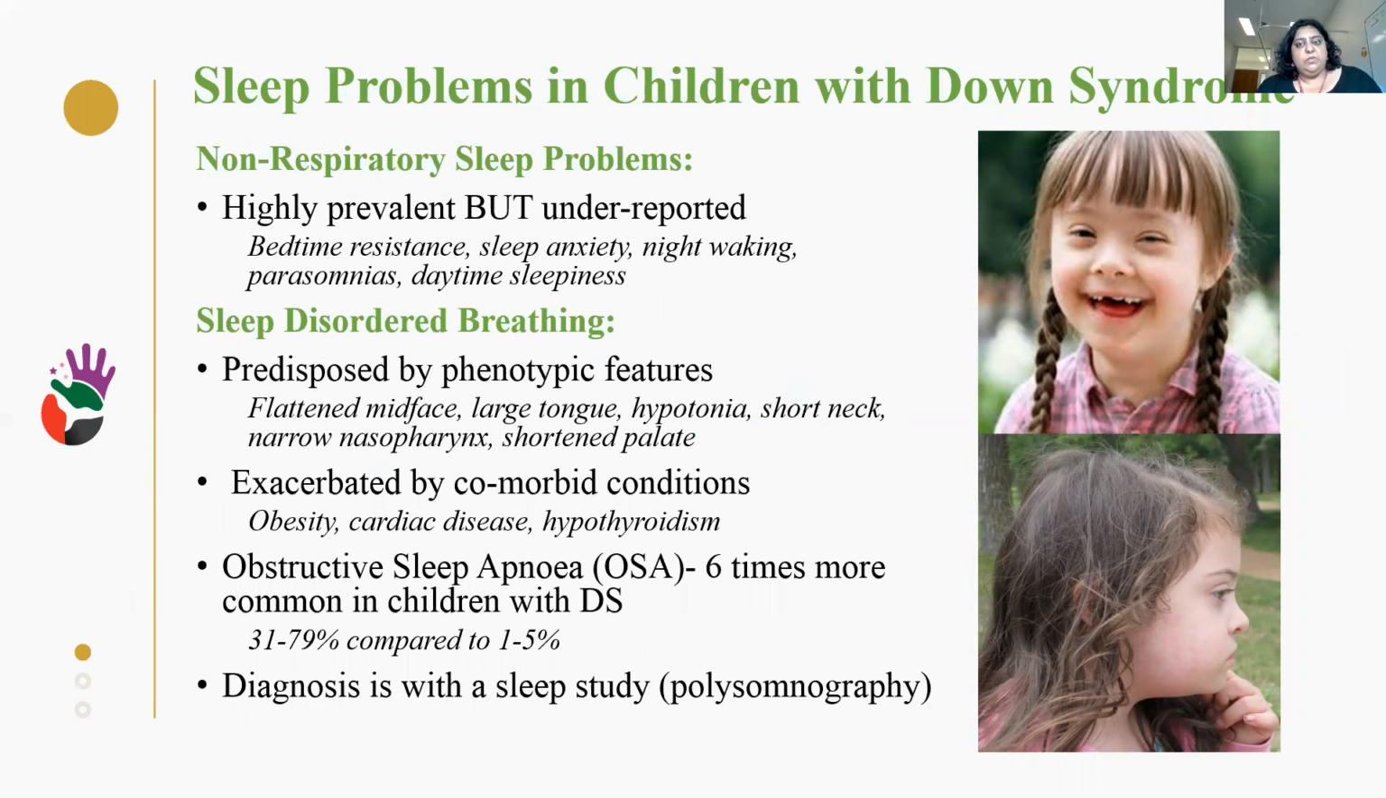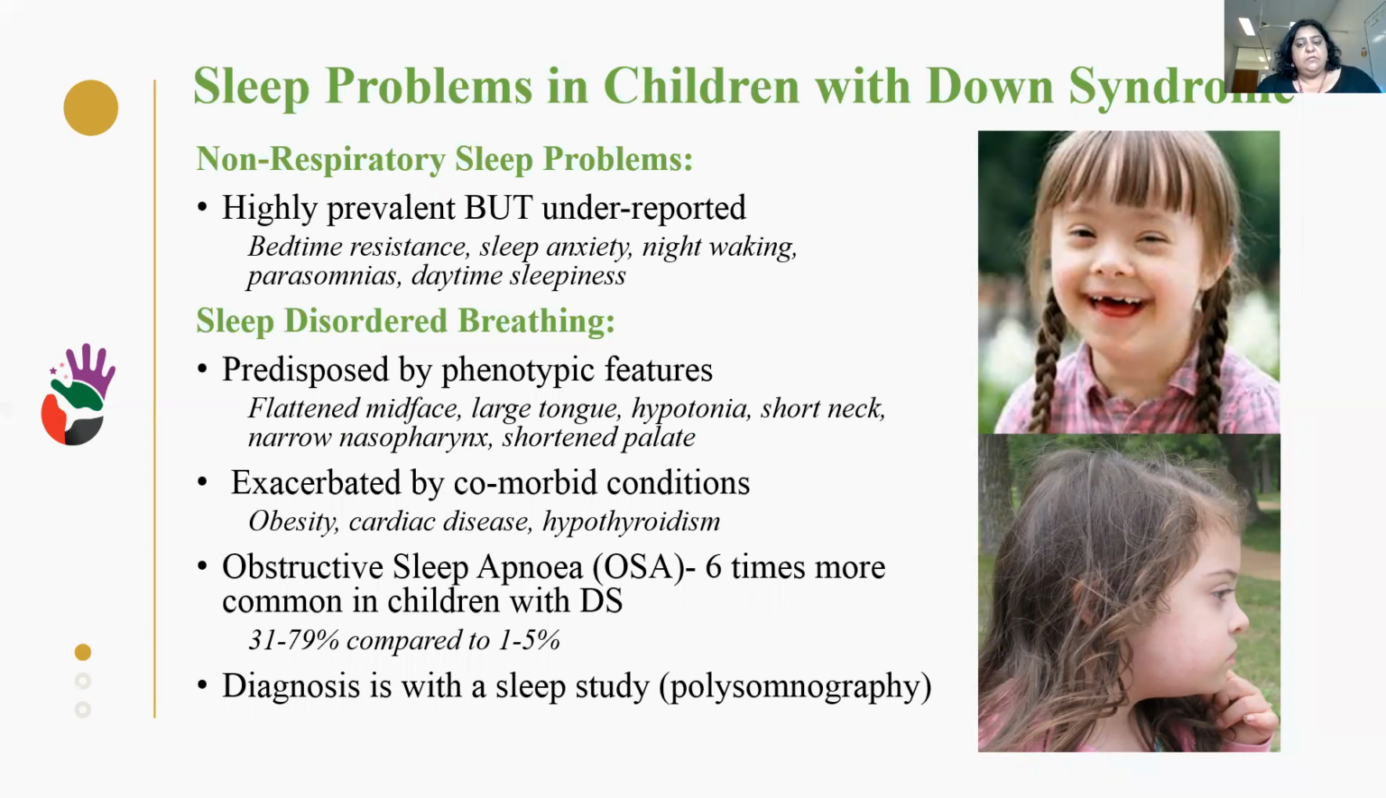Just by way of summary, the sleep problems we see in children with Down syndrome include non-respiratory sleep problems, which are highly prevalent but are often underreported, and you can see some of those listed here. And sleep-disordered breathing. Children are predisposed by their phenotypic features, which include the flattened midface, large tongue, hypotonia, amongst other anatomical features. It is also exacerbated by comorbid conditions, such as obesity, cardiac disease, and hypothyroidism. Overall, obstructive sleep apnea is about 6 times more common in children with Down syndrome than those with typical development.